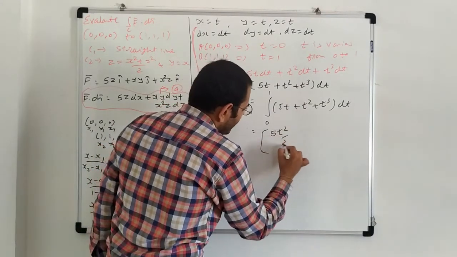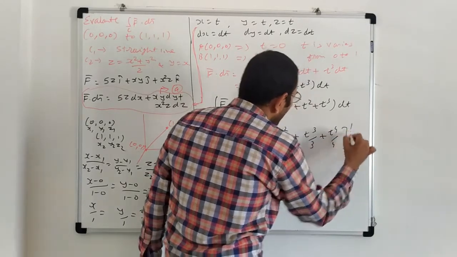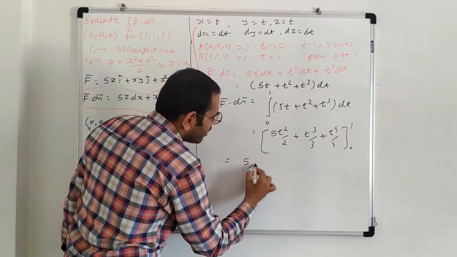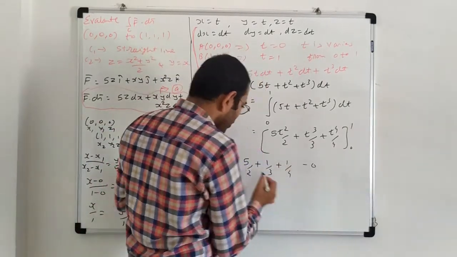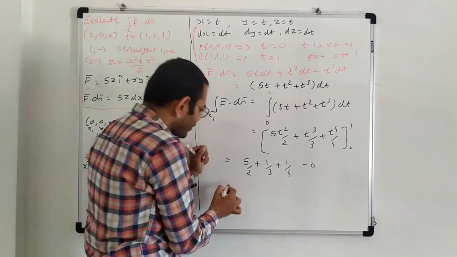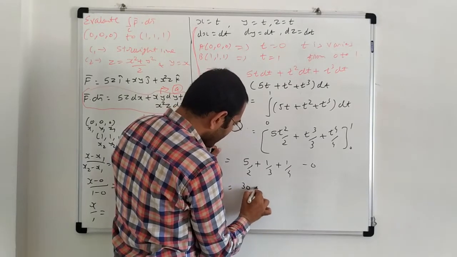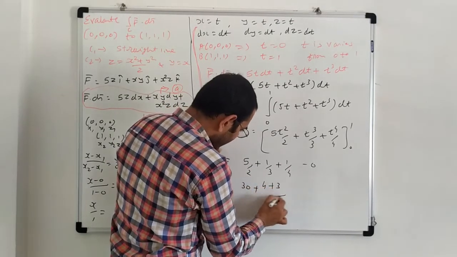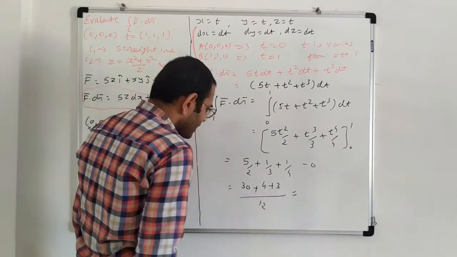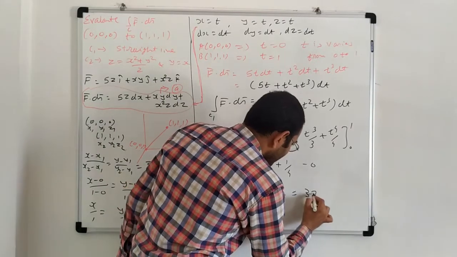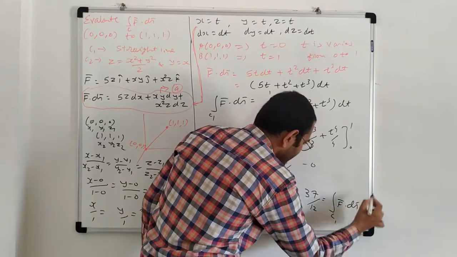Then 5t square by 2 plus t cube by 3 plus t raised to 4 by 4, from 0 to 1. Upper limit minus lower limit: 5 by 2, 1 by 3 and 1 by 4 minus 0. Then the total LCM is 4 3s are 12. Then 5 6s are 30 plus 4 plus 3, and total 4 3s are 12. Then we get the final answer, which is 37 by 12. That is our integral over c1 of f bar dr.